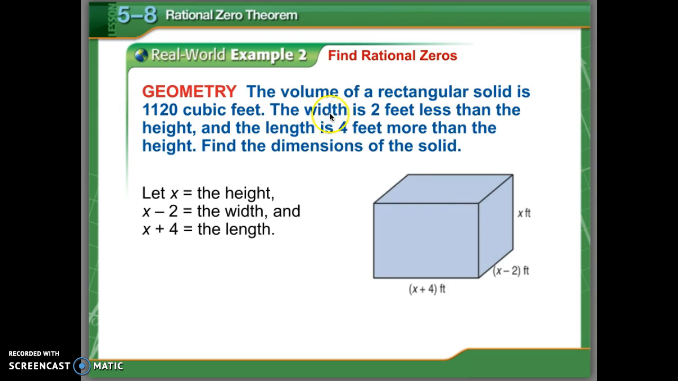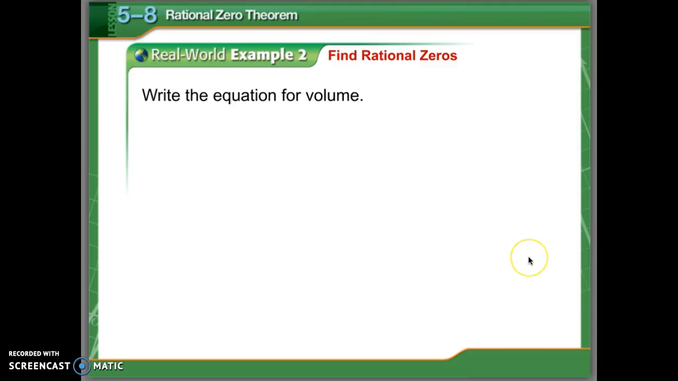Notice that they put the width in terms of the height and they put the length in terms of the height. So the height is going to be your plain variable, that's just x. The width is 2 feet less than that, so x minus 2. And the length is 4 feet more than that, so x plus 4. So we've got all of our dimensions. What we're going to need to do next is multiply them all out.